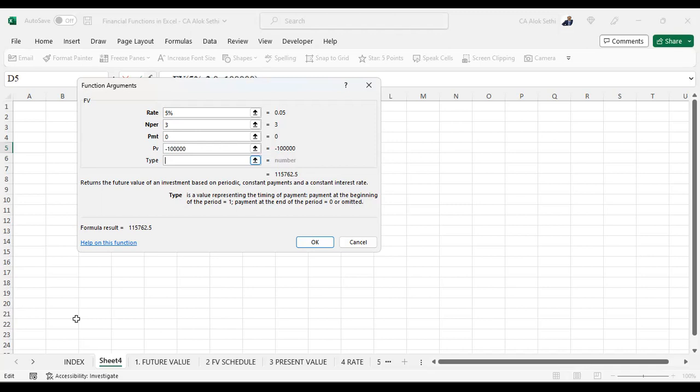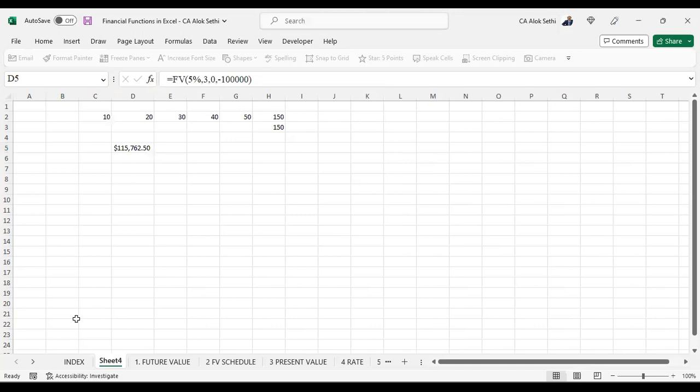Why? Can anyone tell me why we are getting the same answer? Because it's a one-time investment. So one-time investment, it's not a periodic investment. So in a periodic investment only, you have to specify whether it is the beginning or end of the period. Okay, so when you hit OK, you will get the answer over here. So here is the answer, and now we can see that the formula is mentioned over here. So this is one way of putting the formula.